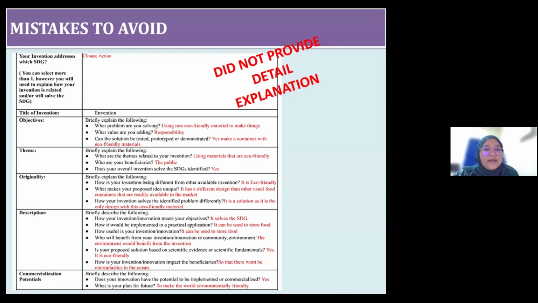Okay, so looking at that, see: what problem are you solving? Using non-eco-friendly material to make things. Just one sentence, without any elaboration, without any justification. Look at that. What value are you adding? Responsibility. Just answering like that is a big no. Whoever is doing it like this, just answering like this.